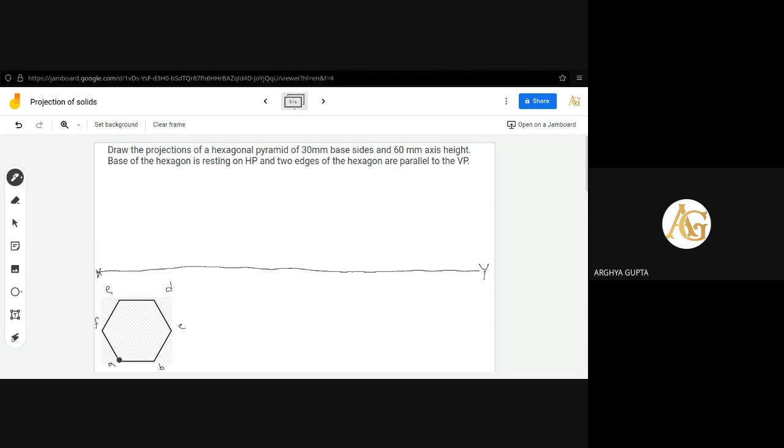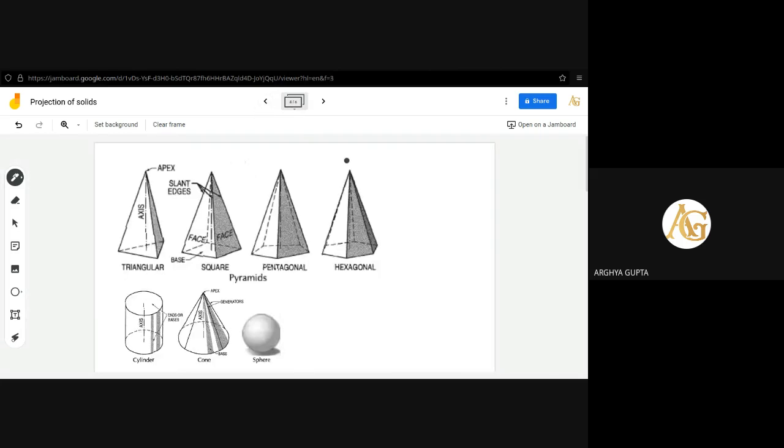Now you have to join A to D. Then you have to join E to B. Lastly, you have to join F to C. Then those points will automatically meet at a single point O. So that's how the top views of the slant edges are found. So you see, if you are viewing from the top, then a similar kind of view can be obtained.